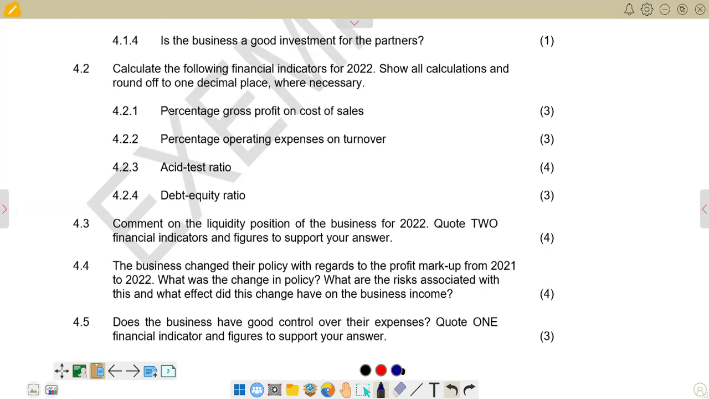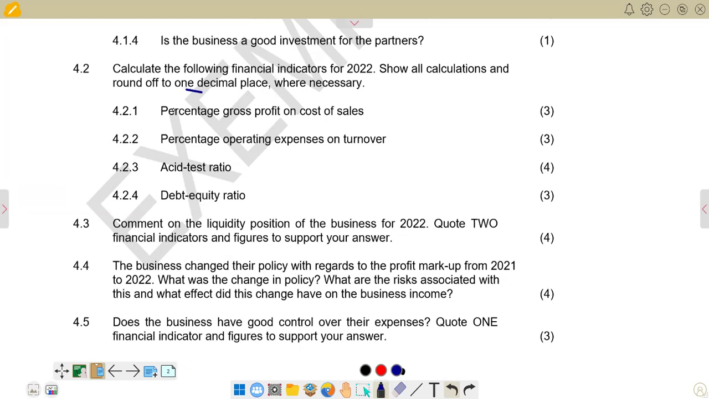In this video, I want to look at the question paper of calculation of accounting ratios. This is question 4.2 on that question paper. The question reads, calculate the following financial indicators for 2022. Show all calculations rounded off to one decimal place where necessary. It is very important to take note of rounding off.